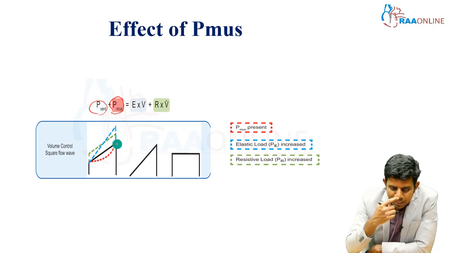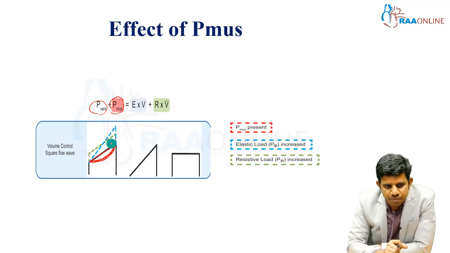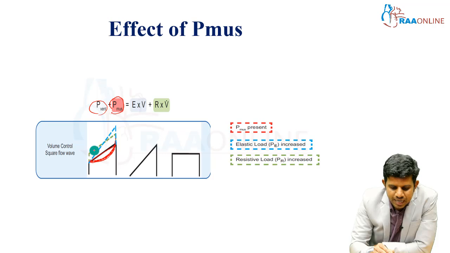What happens to that? In the pressure time scalar, the pressure will decrease during your inspiration. Normally it should be like that. So during inspiration, what happens? If Pmus is there, the pressure will decrease. What is the problem with this? If the patient is taking Pmus, you cannot identify the resistive load or elastic load because it's completely altered by the Pmus.